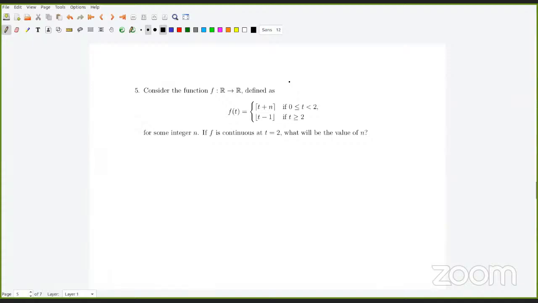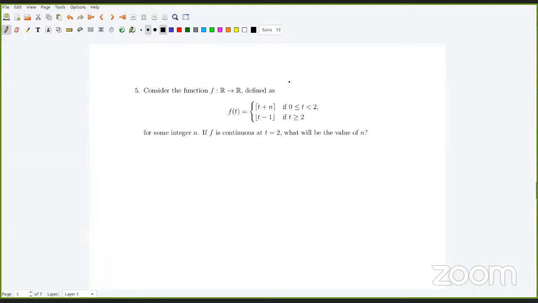So a function is given. The first one is the ceiling of t plus n for some integer n, and the second one is floor of t minus 1 when t is greater than or equal to 2. If it is given that f is continuous at t equal to 2, what will be the value of n? This kind of question is also in the mock. For that we have to recall the properties of floor function and ceiling function.